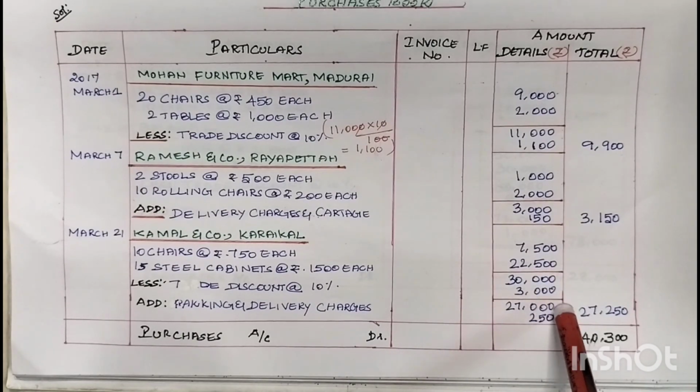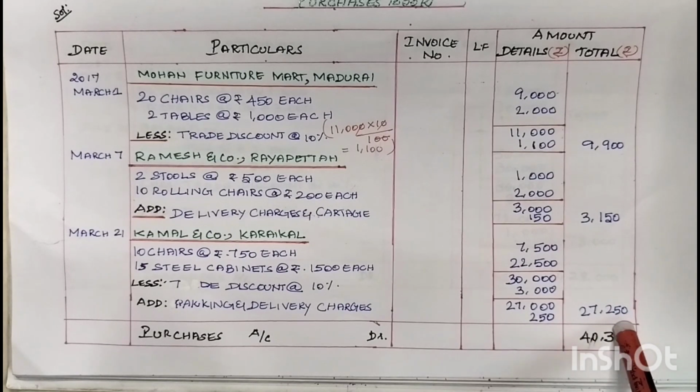From the final total only you have to add the packing and delivery charges. How much rupees? 250 rupees. So in the final amount you have to add the 250 rupees. How much do you get? 27,250. You have to enter that total value into the total column.